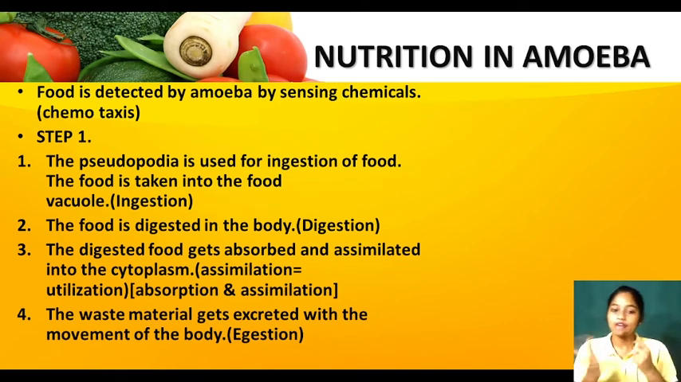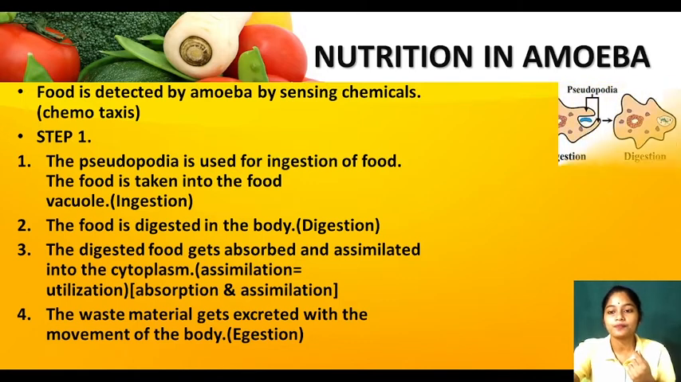So what will happen? Absorption happens, utilization happens. Now certain unwanted products are there. If they stay inside our body, they are very toxic and will harm our body, so they need to be removed from our body. The process by which unwanted or waste materials are excreted from our body is called egestion. Clear? Look at the diagram.